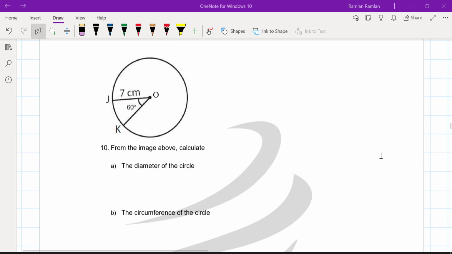From the image above, calculate the diameter of the circle and the circumference of the circle. Now we see that we have this 7 centimeter here. It is the radius of the circle because it is a straight line from the center point to the edge of the circle. Since the radius is 7 centimeters, the diameter is twice that, 2 times 7, which is equal to 14 centimeters.